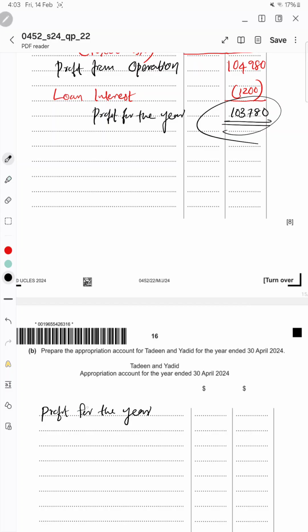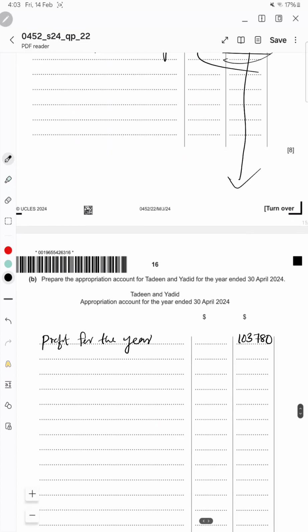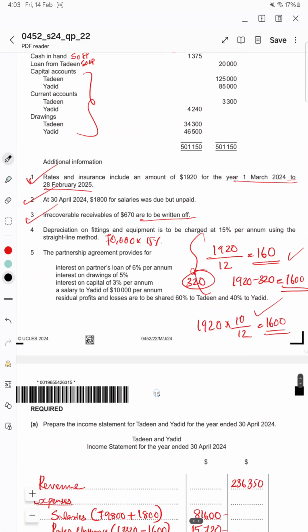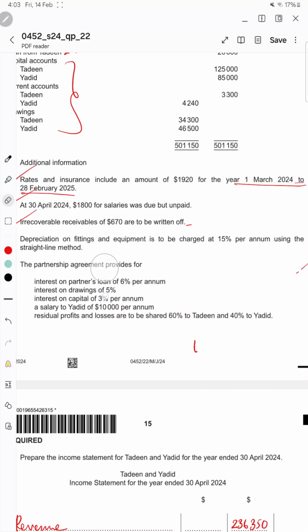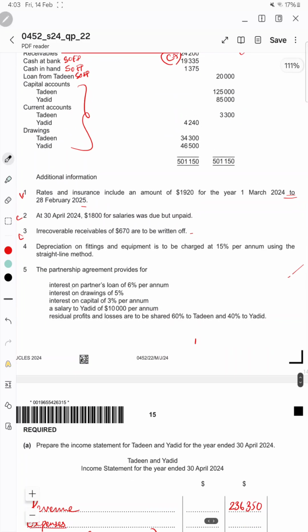So profit for the year is 103,780. It will come directly here. Now think about what things are happening in the business, whether the business is losing money or gaining money, that you can check. Now see here, we took all the adjustments. Apart from this, we have other adjustments. Interest on partners' loan also, that will be in the capital account. Then interest on drawings is an appropriation item. Interest on capital is also an appropriation item. Salary is also an appropriation item.